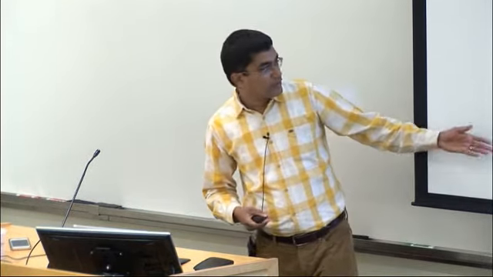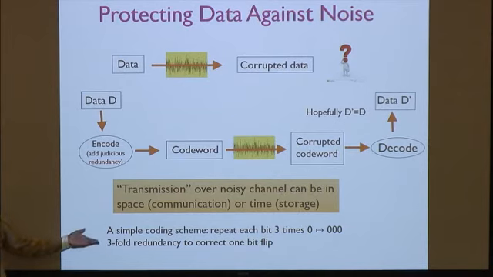Just to be on the same page, a very simple encoding scheme might be, say you're coding over bits, to take each bit and just repeat it 3 times. That can correct one bit flip, because you have 3 copies of a bit, so the majority will always be correct. But the problem is that's a 3-fold redundancy to correct just one error. So the question is, can we do better?